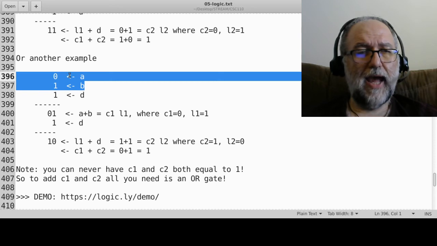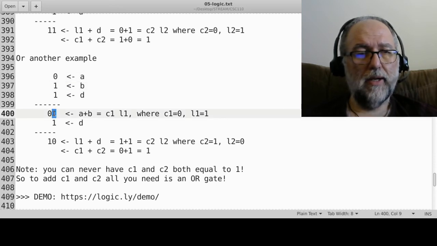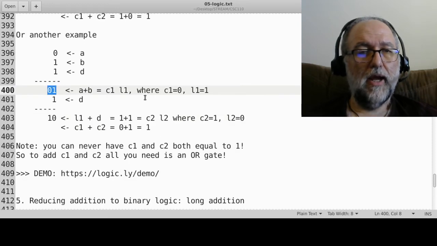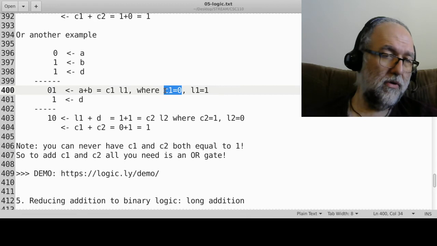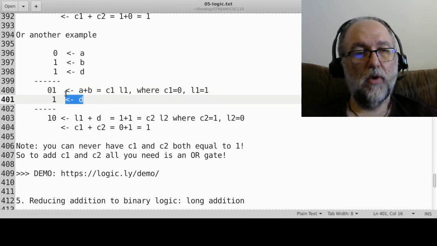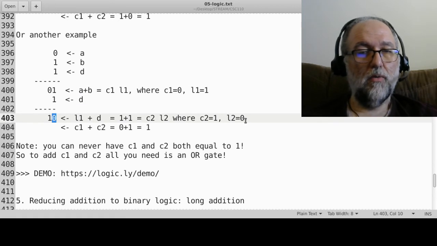So the first step is to add A and B. When I go 0 plus 1, I get 1 carry 0, and there they are. So L1 is 1, C1 is 0. Then I add in D. So I go 1 plus 1 is 0, carry 1.